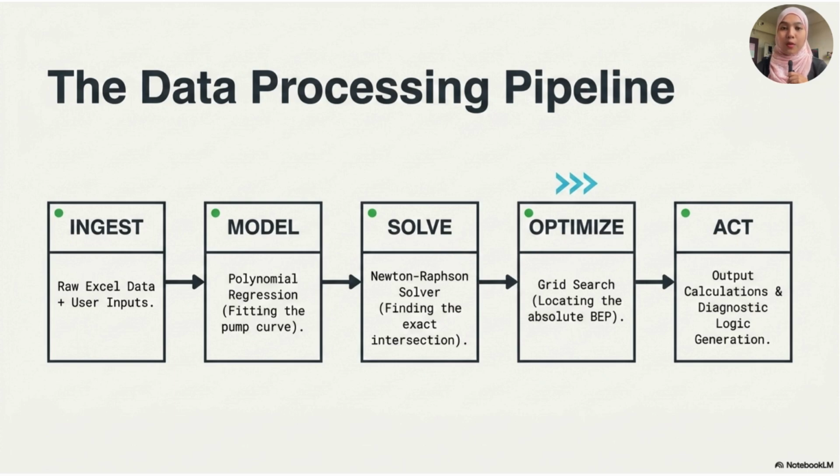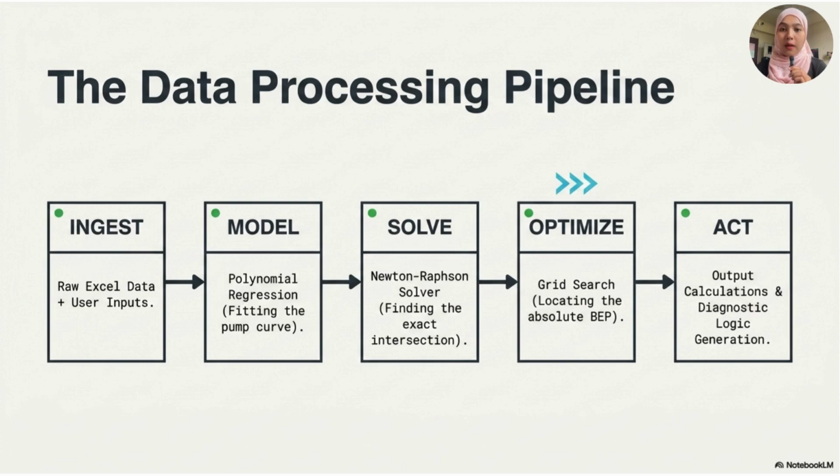Good day everyone. Today I'm excited to walk you through our advanced pump analysis application and explain the core data processing pipeline that powers it under the hood. Our system operates on a clean 5-stage pipeline designed to take raw data and turn it into actionable engineering insight. First is ingest. We begin by pulling in raw Excel performance data alongside specific user inputs. Second, model. We then apply polynomial regression to smoothly fit the manufacturer's discrete pump curve.